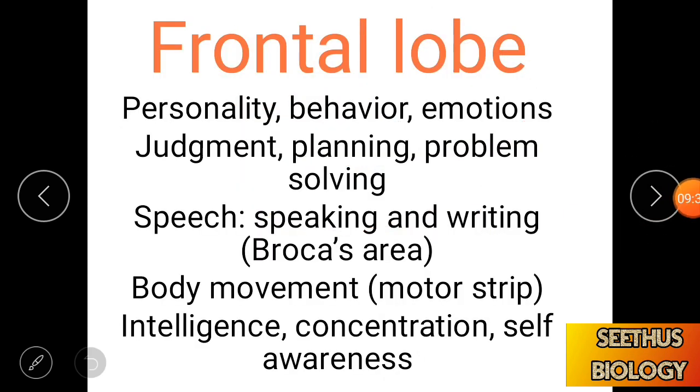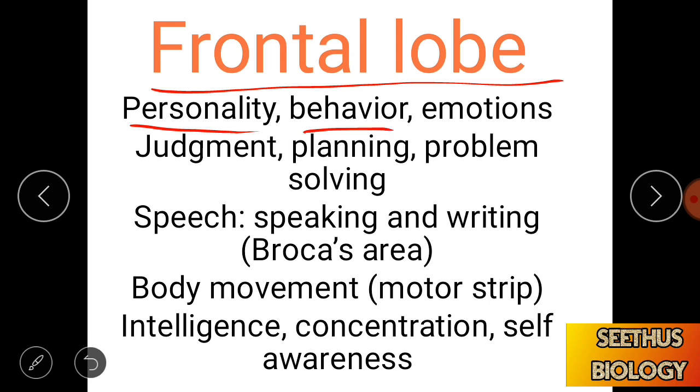Next, let's see what function each lobe actually performs. The frontal lobe: what is the main role played by this frontal lobe? It controls the personality of the individual, behavior, emotions, judgment, planning, and problem solving. These different characteristic features are under the control of the frontal lobe.